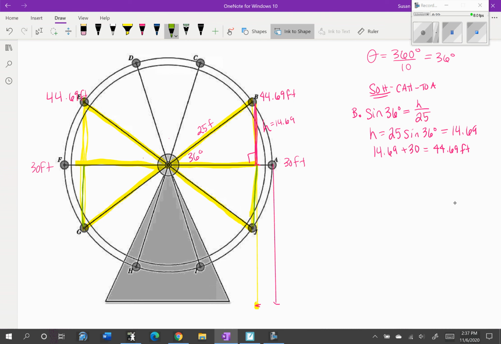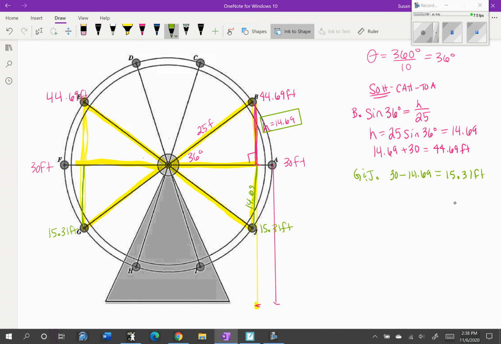Well, we know that this green line we found from before was 14.69, right? And the distance from the ground to the center is 30. So for points G and J, we can take the fact that we know that the center is at 30 and subtract the 14.69. And when we do, we get the height off the ground, which is 15.31 feet. So that means this height is 15.31 feet. And this one is also 15.31 feet.